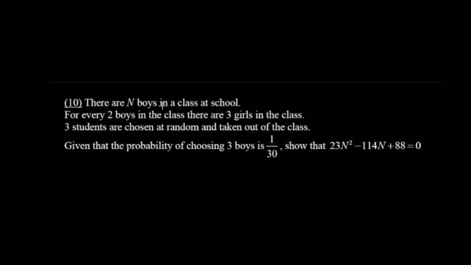Okay, we've got a boys and girls question in a class. We're told the ratio of boys to girls, and we're told that the probability of choosing 3 boys is 1 over 30. Show that we have an expression here in n, being the number of boys in the class. So let's have a go at this.